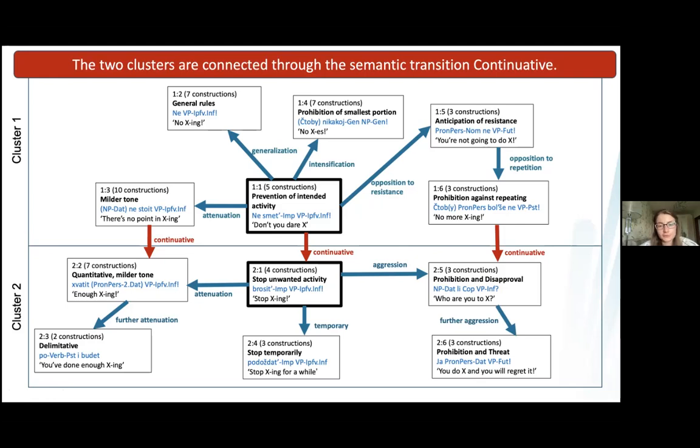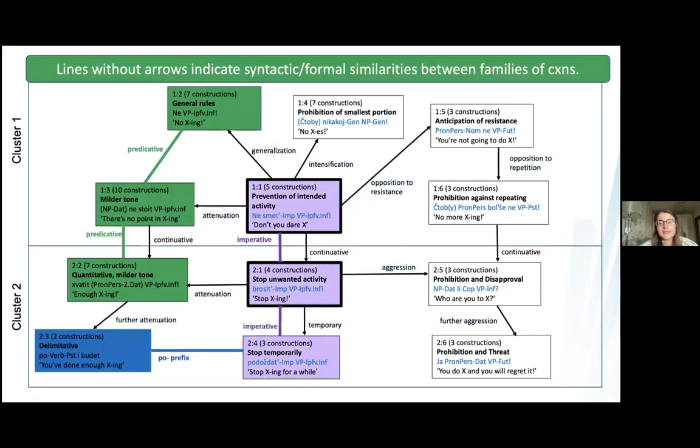Lines without arrows in the diagram indicate syntactic or formal similarities between the families of constructions. The 2 prototypical families and 1 more family in purple share the syntactic form of imperative. The families shaded in green here share the form of predicative. And the blue color highlights the use of the same delimitative prefix po.